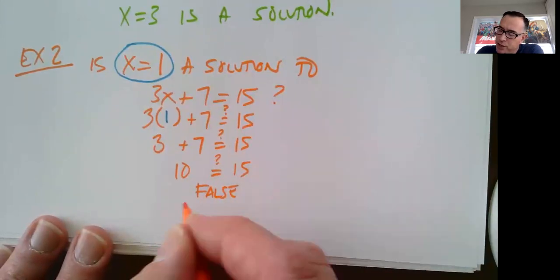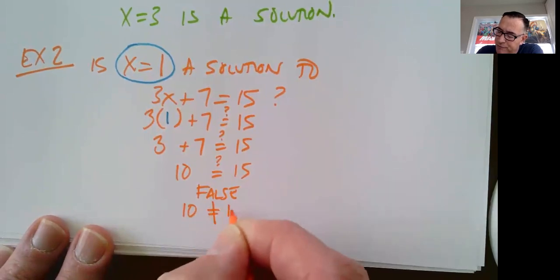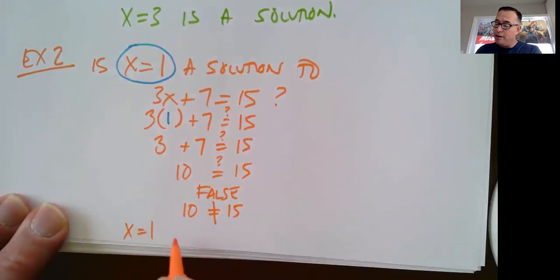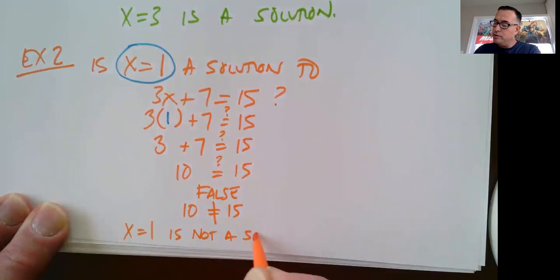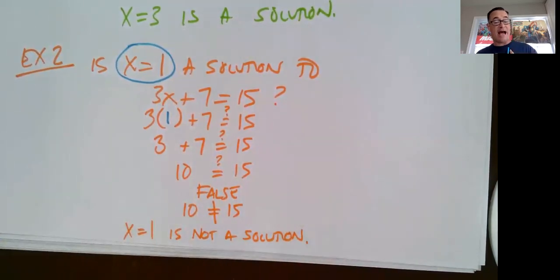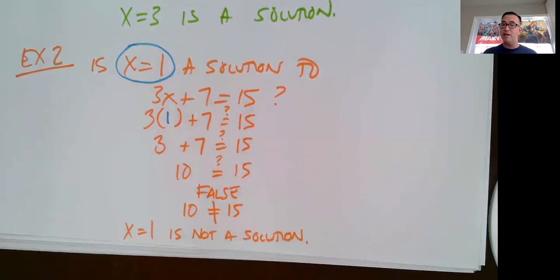Great. So the first thing you want to do is state that 10 is not equal to 15. The way you say that, you put an equal sign with a slash through it. It just means not that thing. So 10 is not equal to 15, which then means x equals 1 is not a solution. Now, we could find the solution, but that isn't what I'm asking you to do. I'm asking you to check the truth of this very specific value, and that's kind of the point.